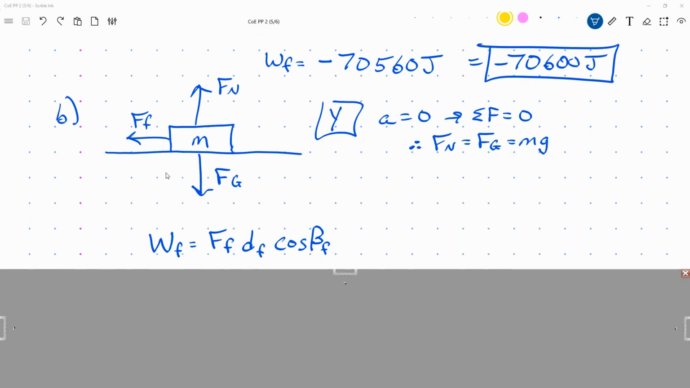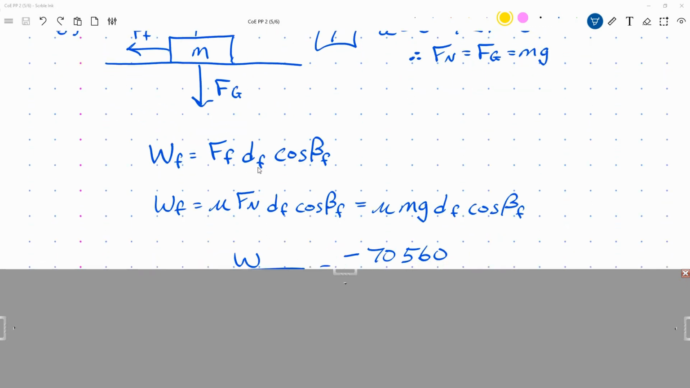So here we go. The work done by friction is equal to the force of friction multiplied by the distance over which friction pushed it, multiplied by the cosine of the angle, beta, between the direction of the force of friction and the motion that's occurring. So this is just the work equation singling out what friction did. And I'll remind you that we know the work done by friction is this value, or even better, this value.